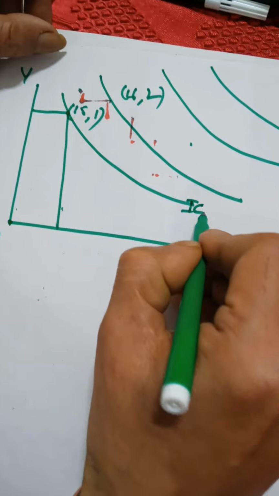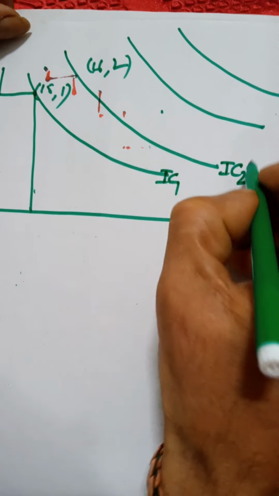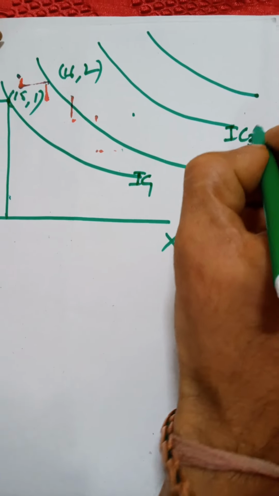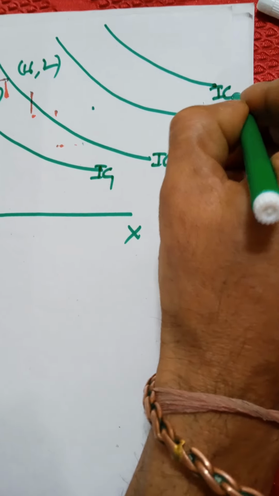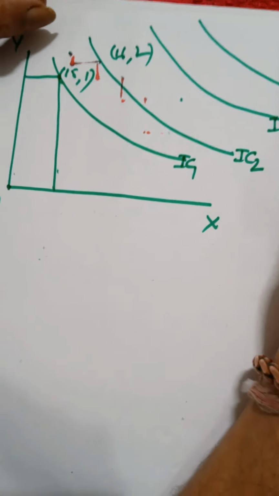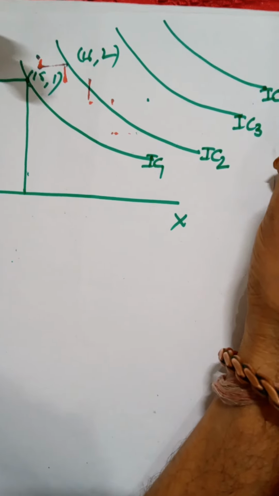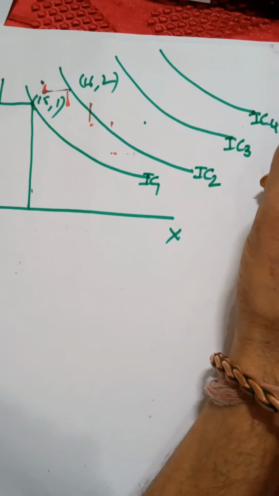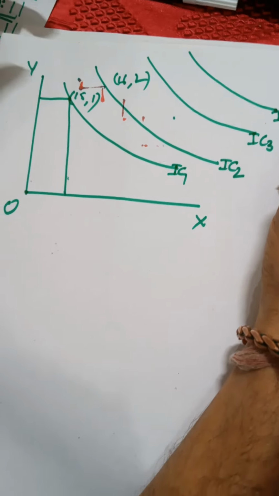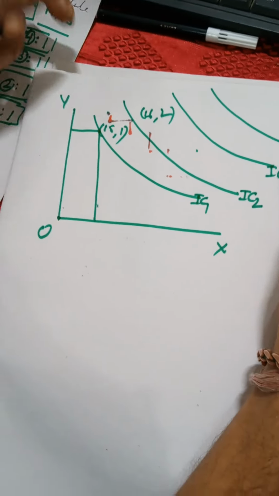This is IC1, that is indifference curve 1. This is IC2, that is indifference curve 2. This is IC3, that is indifference curve 3. And this is IC4, that is indifference curve 4. Now see, each of the curves is away from the other, and no curve touches or intersects any other curve.